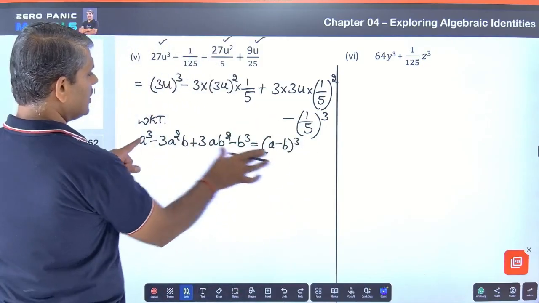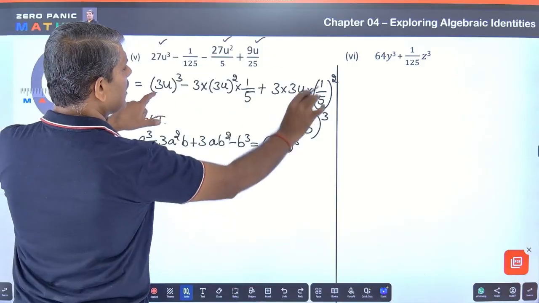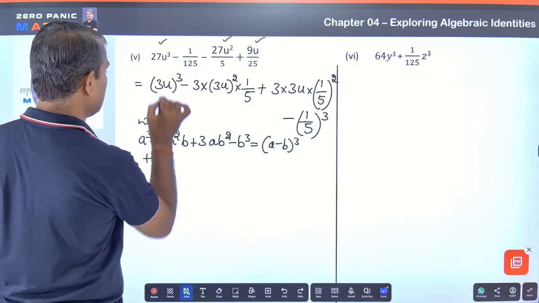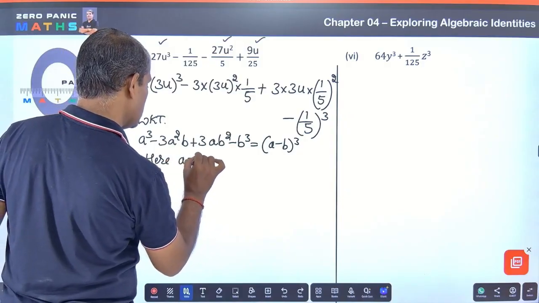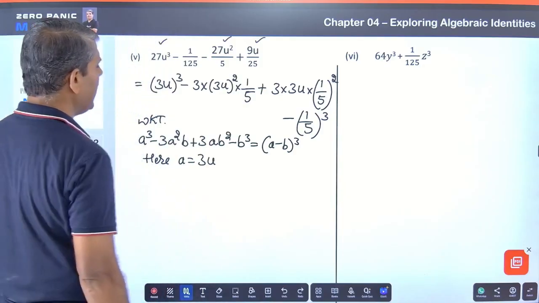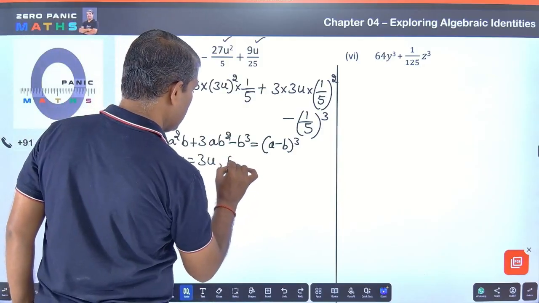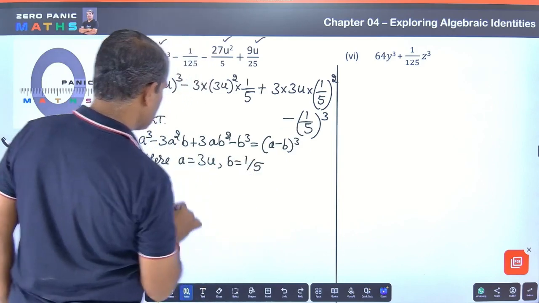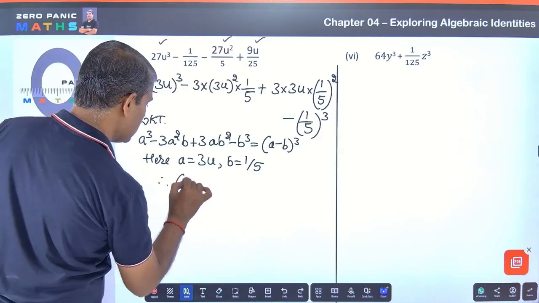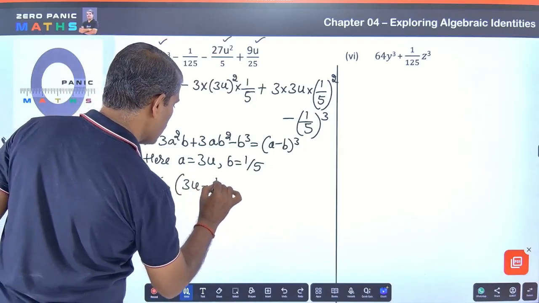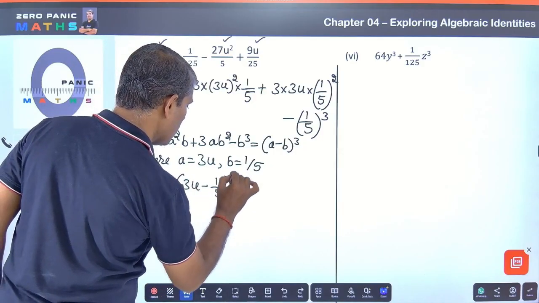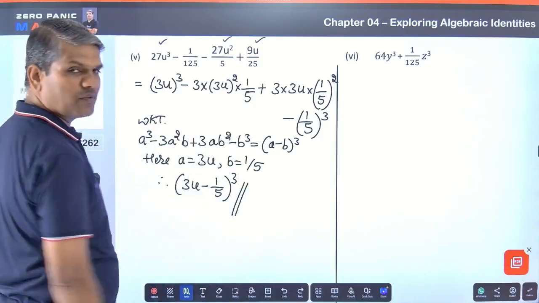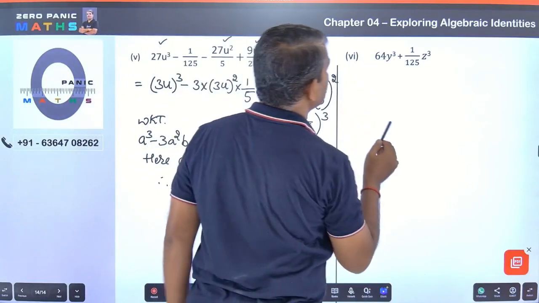Okay, so this is the identity we have now expanded, where here a is equal to, let us write what is a, because we have to do it carefully. A is 3u, and what is b? B is 1 by 5. So therefore it is 3u minus 1 by 5 whole cube. So this is the factor of this. Let us look at the sixth problem.